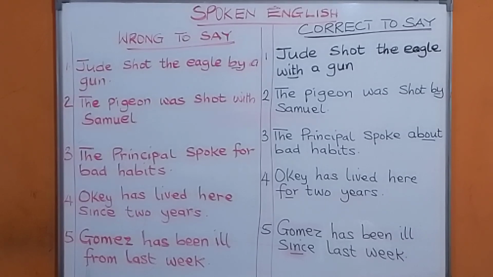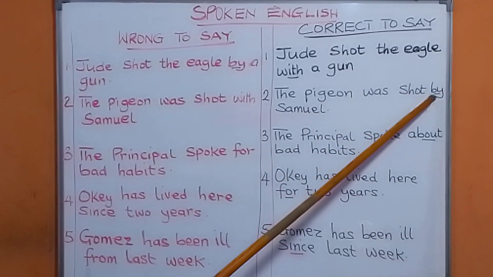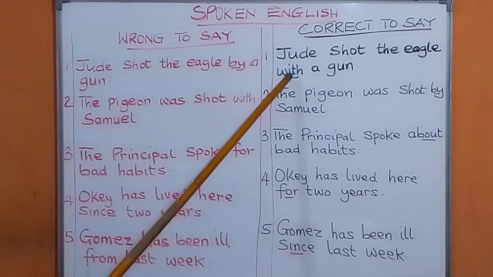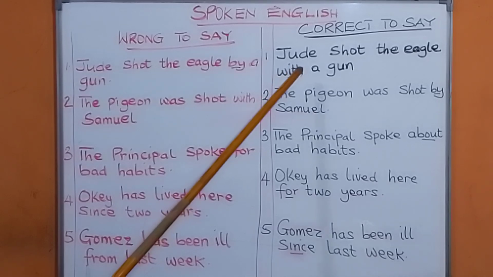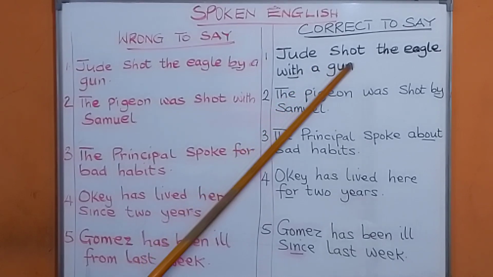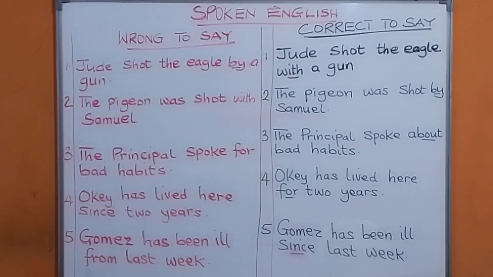However, when the doer of the action is mentioned, when the doer of the action is referred to, we use by. That's why we say the pigeon was shot by Samuel. Samuel is the doer of the action. But when the means or the instrument of the action is referred to, we use with. Okay? So that is that.